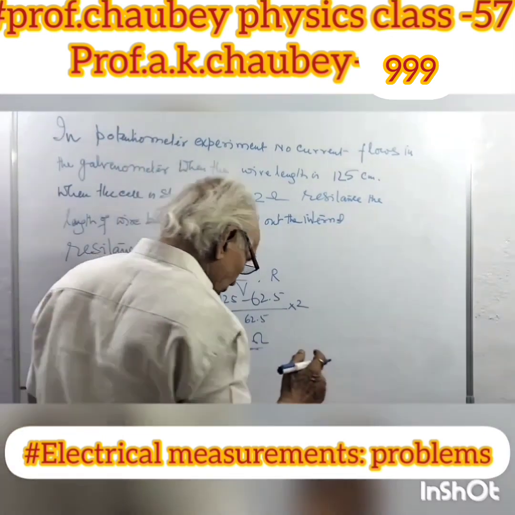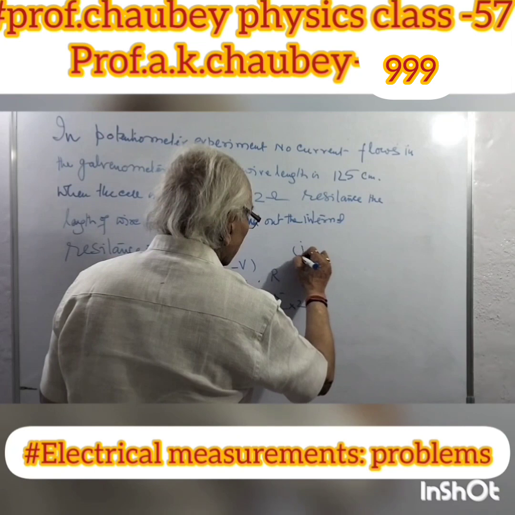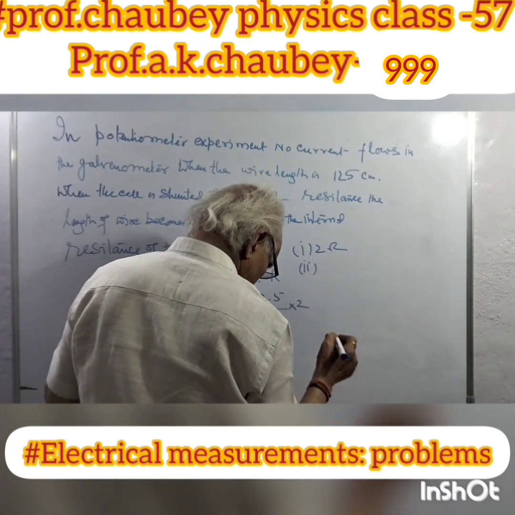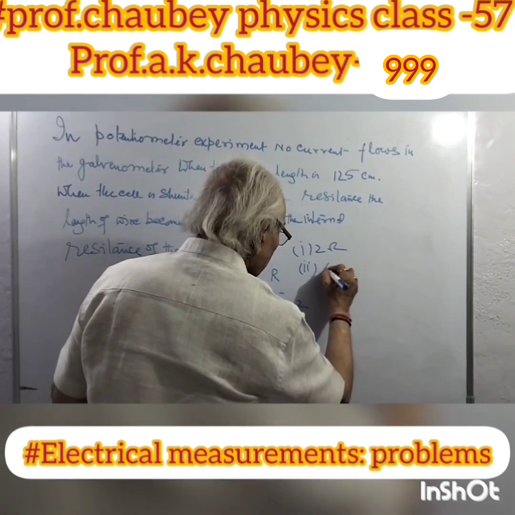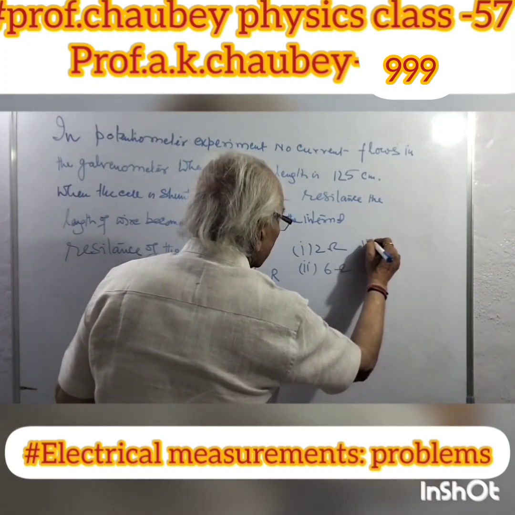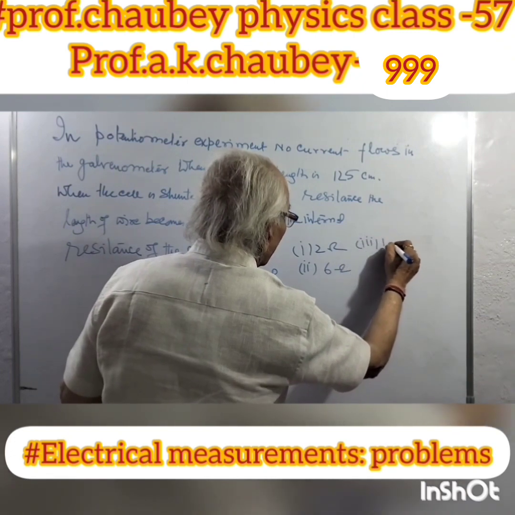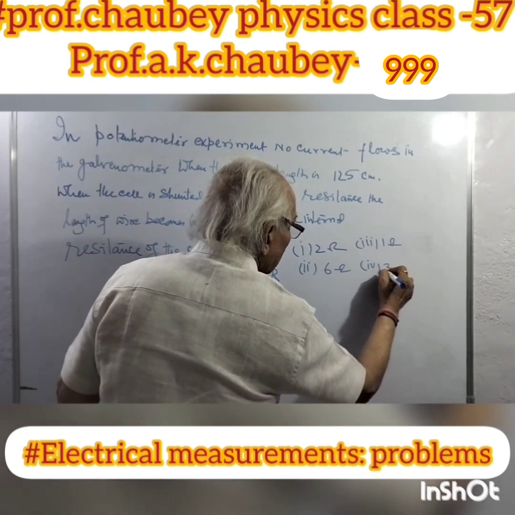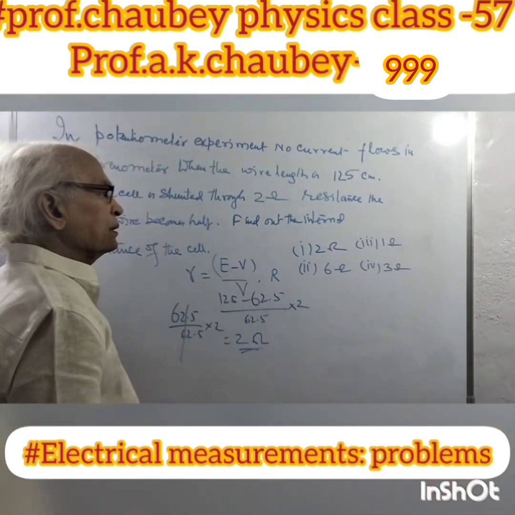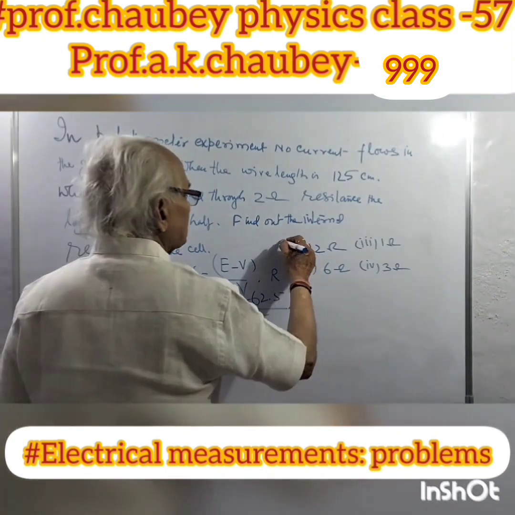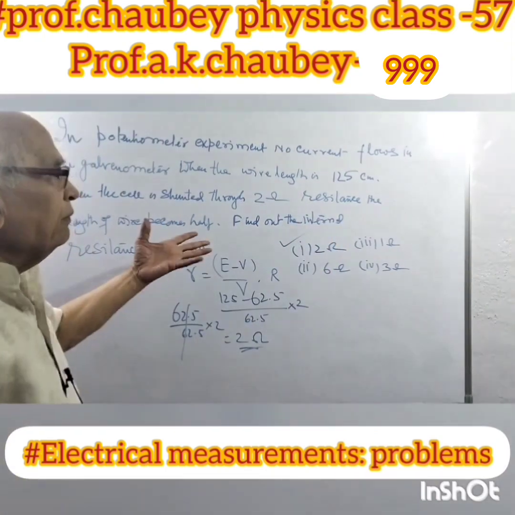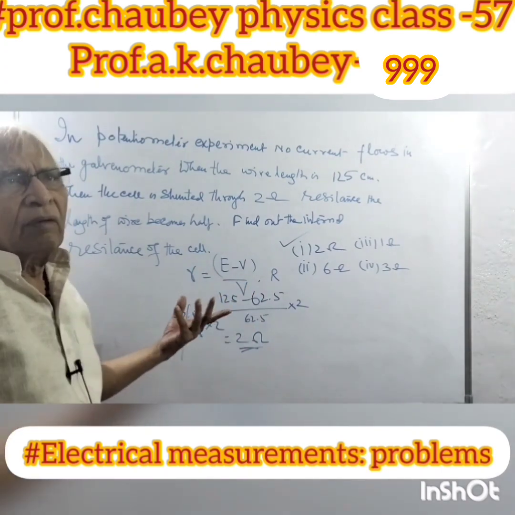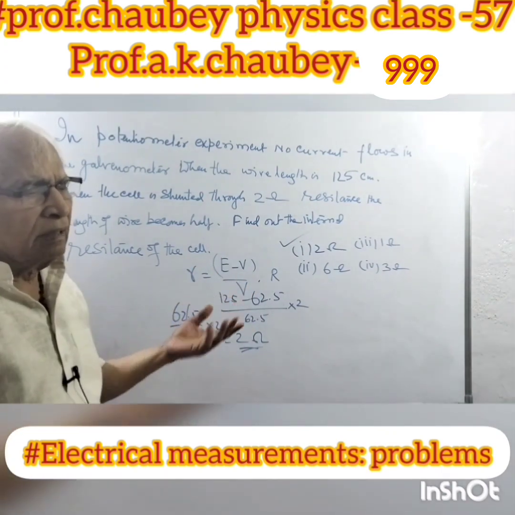I have choices of answers. The first was 2 ohm, second was 1 ohm, third was 6 ohm, and fourth was 3 ohm. So there were 4 choices of answers. I get 2 ohm, so the first answer is correct. This way we can solve many problems. The problems are unlimited, and we cannot continue for an indefinite period.